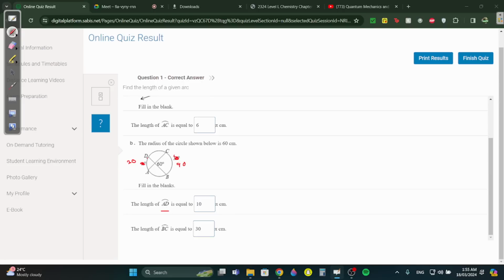What is AD going to be? The length of it is going to be 30 over 360. They want to keep it in terms of pi, so just keep it times 2 times the radius, which is 60. Because it's theta over 360 times 2 pi r. We're canceling out pi because they want it in terms of pi. You're going to get 2 times 60 times 30 over 360, you get 10. The length of BC. BC we said is 90 degrees. That will be 90, again in terms of pi, 90 over 360 times 2 times 60. You'll get 30.